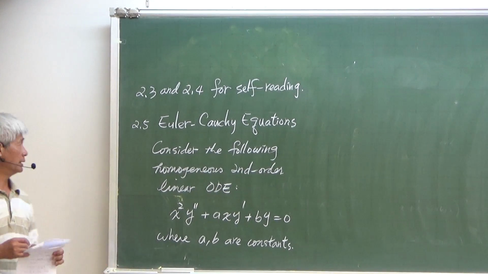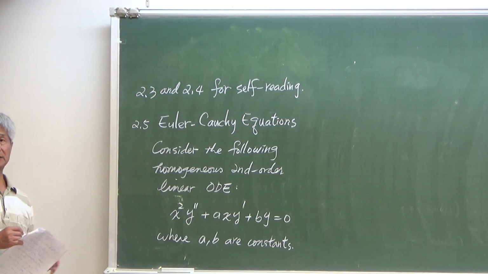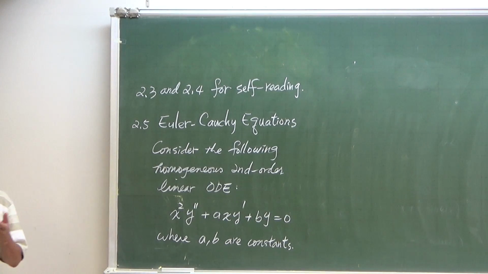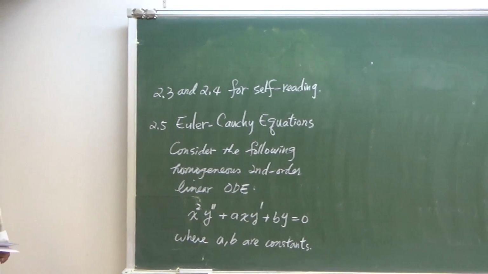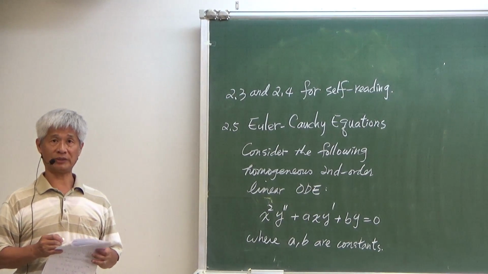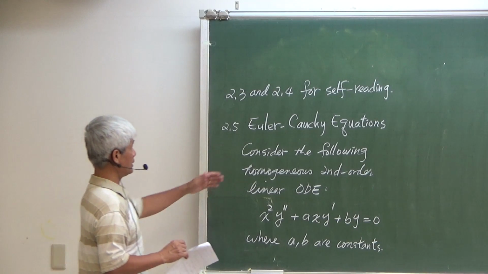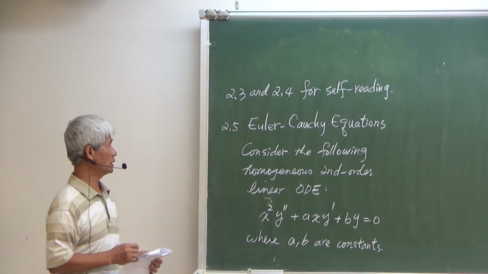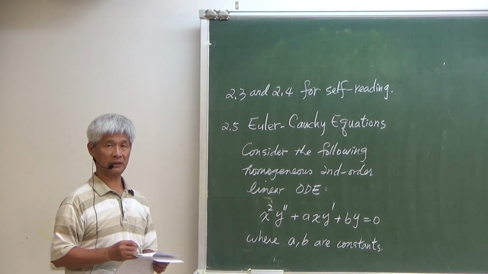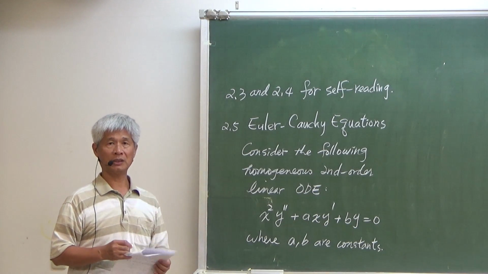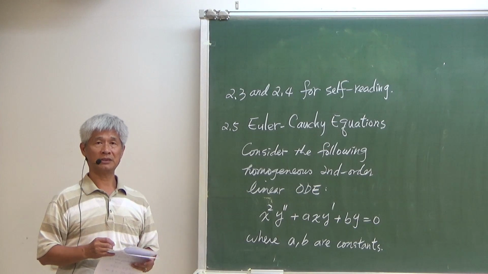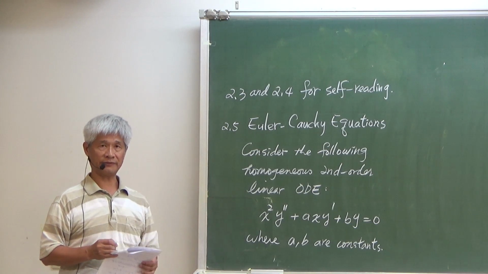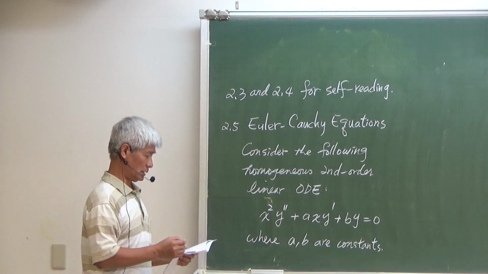And in the last lecture, we considered homogeneous linear second-order ODEs with constant coefficients. And Euler-Cauchy equations are another type of homogeneous second-order linear ODE, which is simple, so that we are able to solve this ODE.